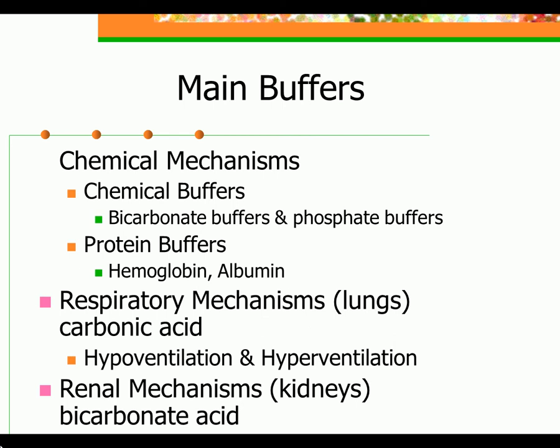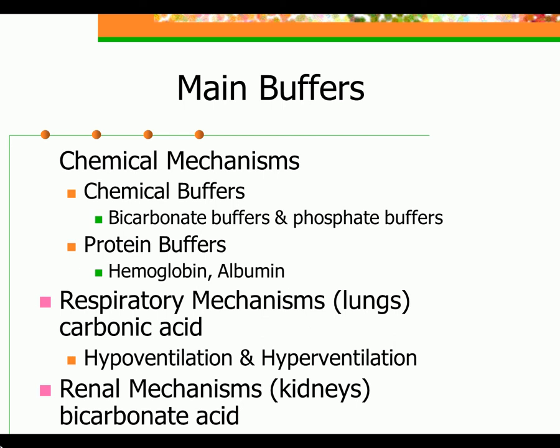Respiratory mechanism, your lungs would be your carbonic acid portion that's helping. And how do your lungs help when you have acidosis or alkalosis? Well, you either increase your respirations to help blow off some of the acids, or you decrease your respirations to help retain some acid. Renal mechanisms, which come about by the kidneys, help by controlling bicarbonate or hydrogen ion excretion. And where does that happen?